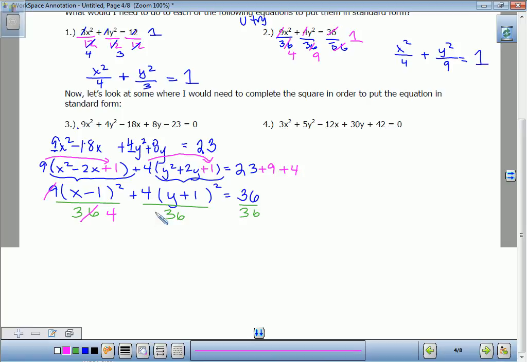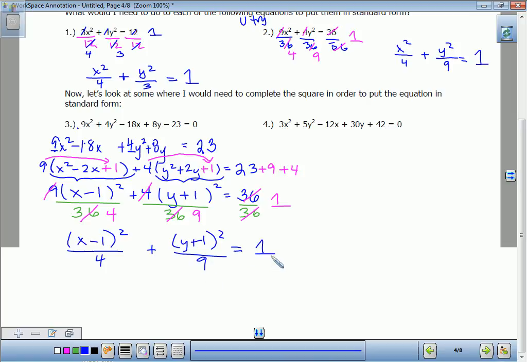Yes, ma'am. When should it have to equal 1? Always. In standard form, an ellipse always equals only 1. Okay, so 4 goes into 36 9 times, and 36 goes into 36 1 time. So what we have is x minus 1 squared over 4 plus y plus 1 squared over 9 equals 1.